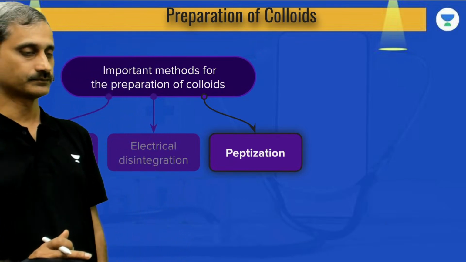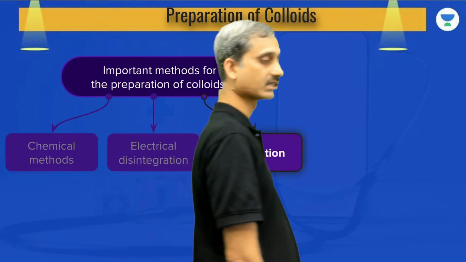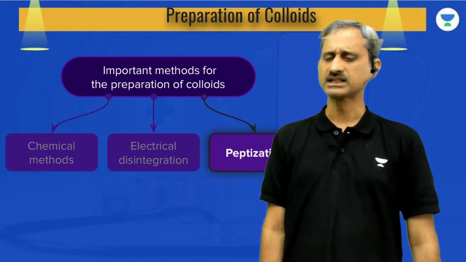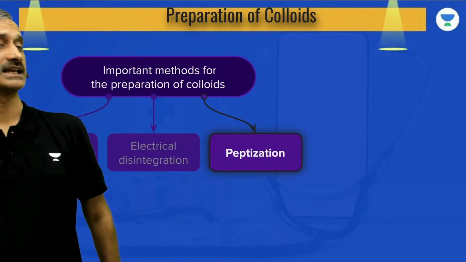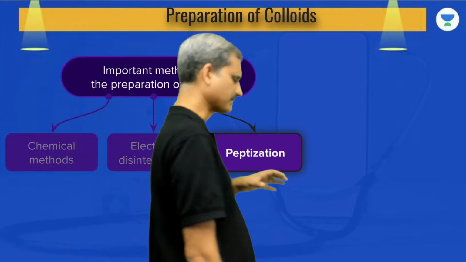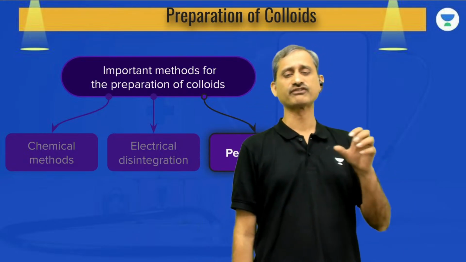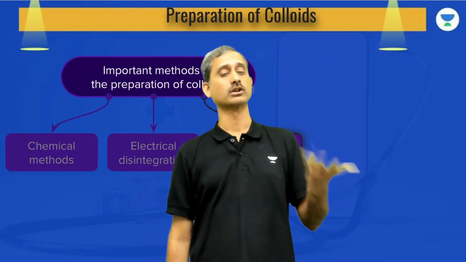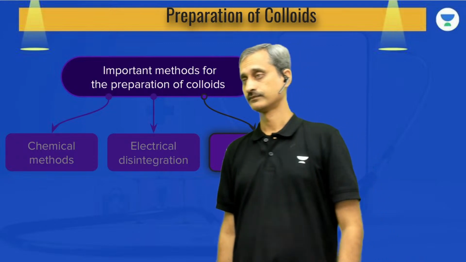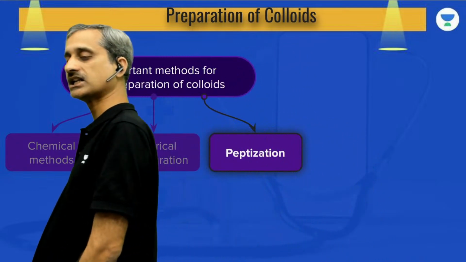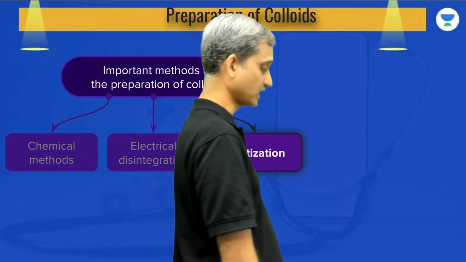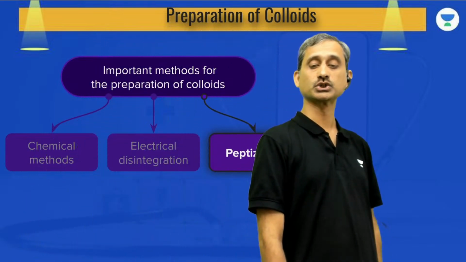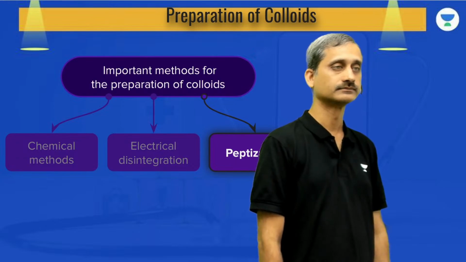Is that clear? So that is what we have as the Bredig arc method. We have also talked about what the limitations of the Bredig arc method are and what the Bredig arc method is. Now we get along with peptization. Peptization is a method by which we convert a fresh precipitate into a colloid. Clear? That is what we term as peptization. The fresh precipitate is converted to the colloid.